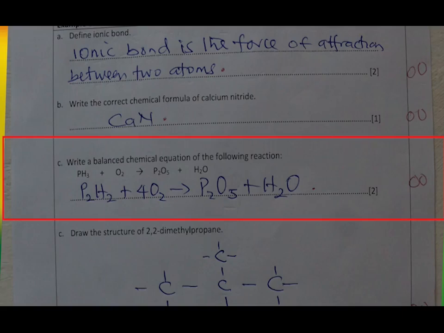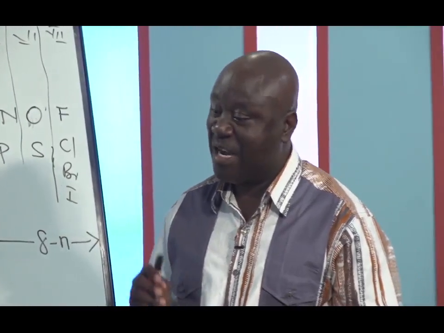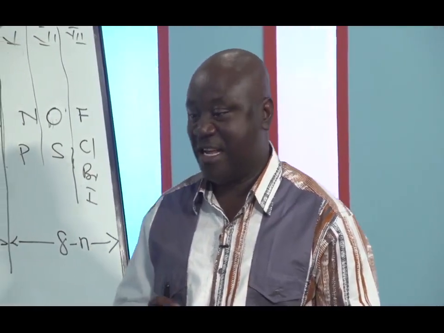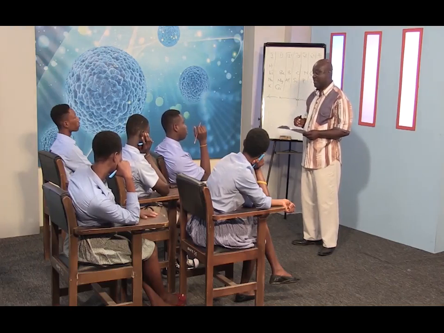Let us look at C. Mark was not awarded because you balance the chemical equation by changing the chemical formula. Chemical equations are not balanced by changing the chemical formula, and so you lost the mark. We rather change the stoichiometric coefficients and not the chemical formula.